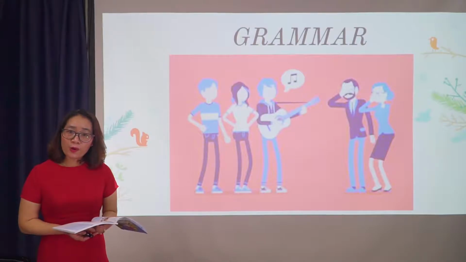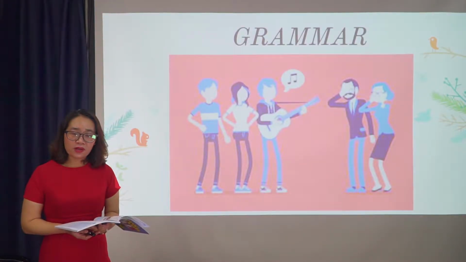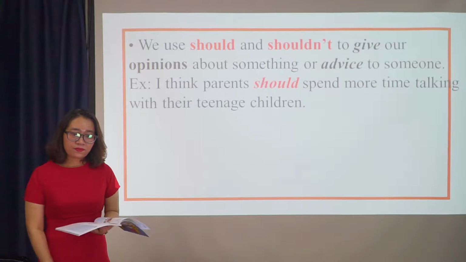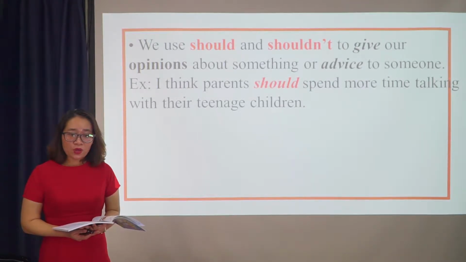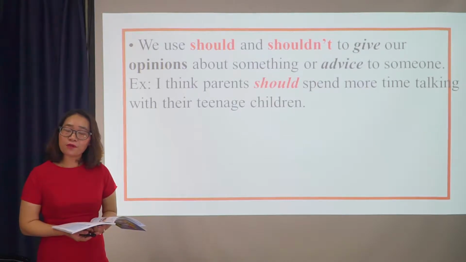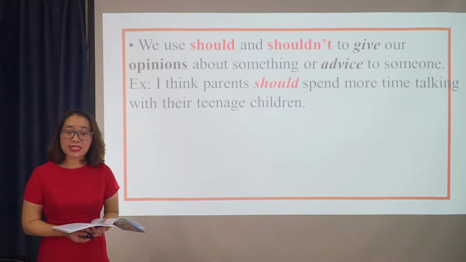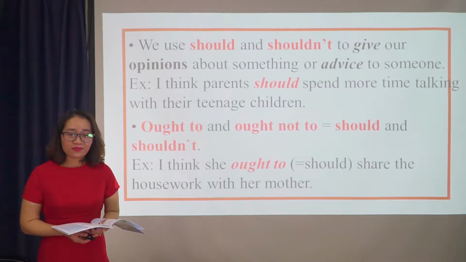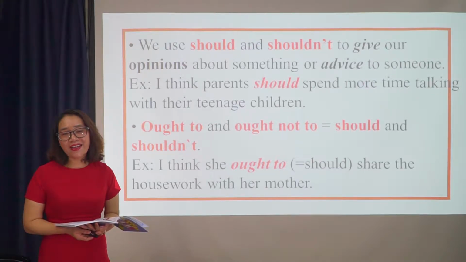Now we come to the final part of language, grammar. In grammar we use should or shouldn't to give our opinions about something or advice to someone. For example, I think parents should spend more time talking with their teenage children. Ought to and ought not to are similar to should and shouldn't. For example, I think she ought to or she should share the housework with her mother.